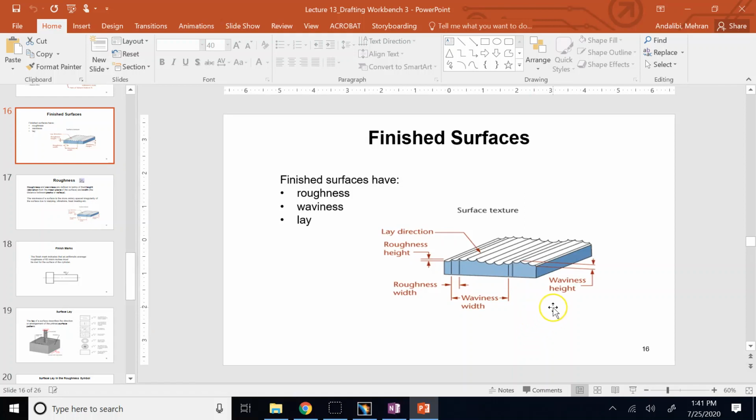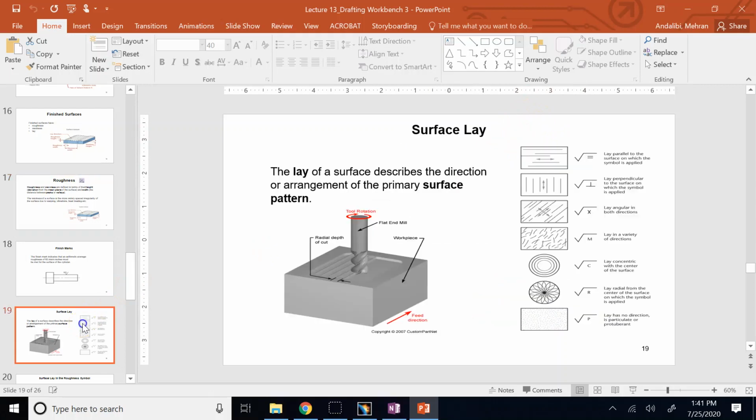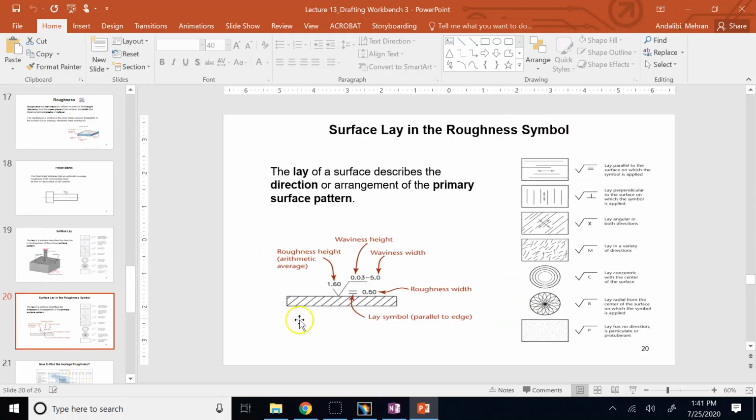Now, how do we tell the machinist how much roughness is allowed? How do we show it in CATIA? So the way to show roughness, we use this symbol which looks like a square root basically. And this square root can contain all of this info in it: surface roughness height and width, waviness height and width, and lay direction. All of these 5 quantities can be put on this square root. How? This is the standard.